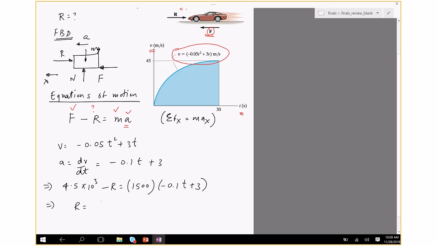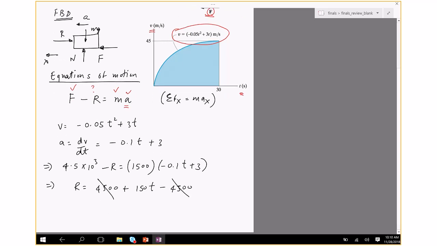So R is 4500 minus 150 plus 150t minus 4500. Is that right? R equals 150t is what I get.